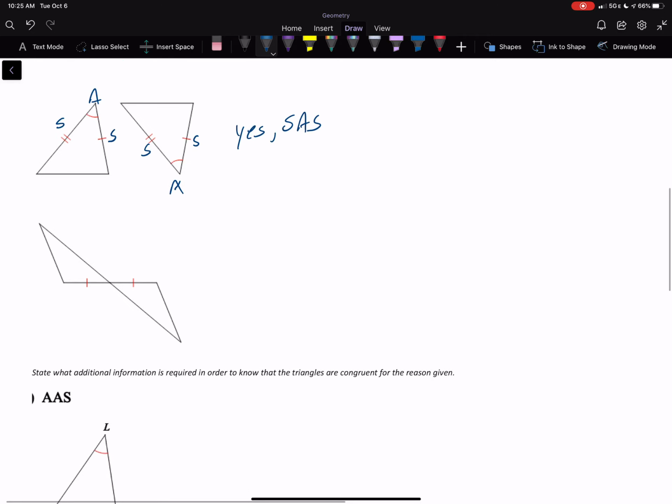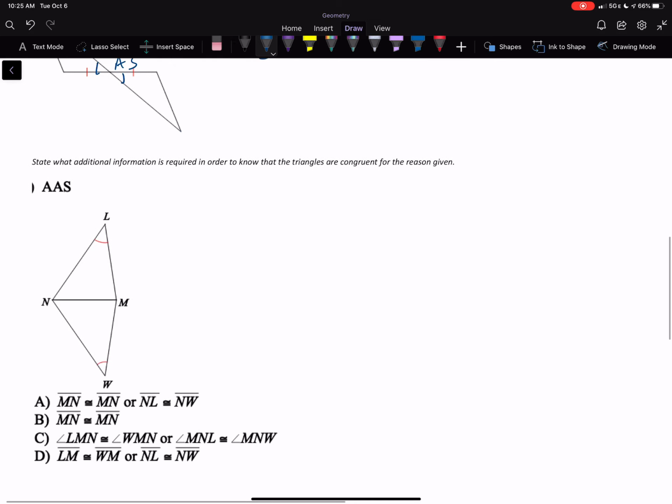And then an example of not enough information would be this one here, where we have vertical angles, but then that's it. We have nothing else marked, so we only have a vertical angle and a side, and that's not enough to prove congruence. So they may be congruent, but we don't have enough information to prove it. So it's not saying that they're not congruent, it's just saying we don't have enough information to determine that for certain.